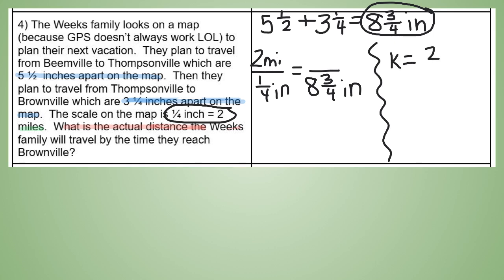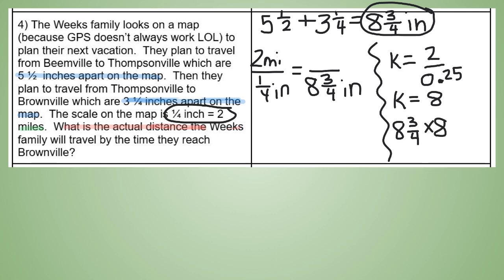If I took 2 divided by, and I'm just going to change, you know me, fractions hurt my soul. So if I take 2 divided by 0.25, which is the same as 1/4, I'll get my scale factor of 8. 2 divided by 0.25 is 8. And then all I have to do over here is take my distance on the map times the scale factor.